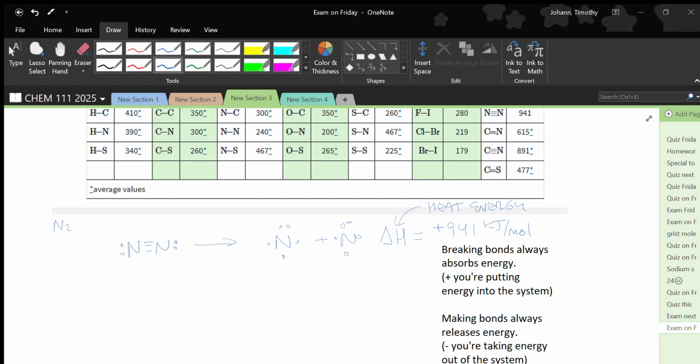Okay, so the reverse process uses the same number, but we're going to get that energy release. So if I bring these two nitrogens together and form a triple bond, I'm going to release 941 kilojoules. So I just flipped the sign.